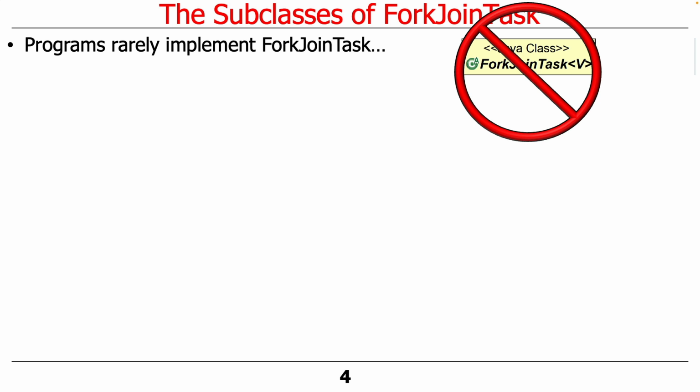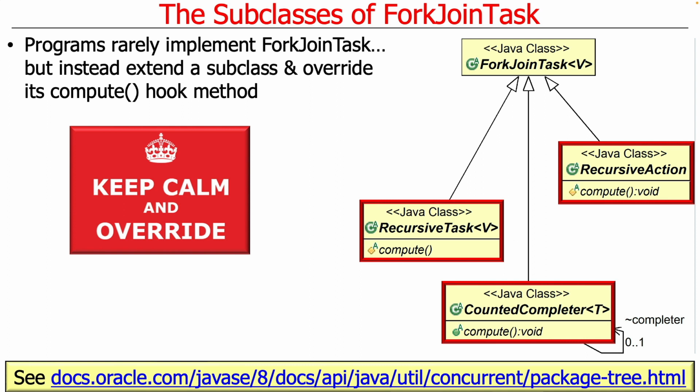Programmers rarely implement ForkJoinTasks directly, although it's not uncommon to have a list or an array of ForkJoinTasks. But you typically don't implement the ForkJoinTask because there's better ways to do it, as we're going to see. Instead, they extend a subclass of ForkJoinTask, like RecursiveTask or RecursiveAction, and then override the compute hook method that it defines. So you'll see that's usually the way that you do this. It makes the programming model simpler from your perspective. It's not as simple as using functional programming, but we'll get to that later.